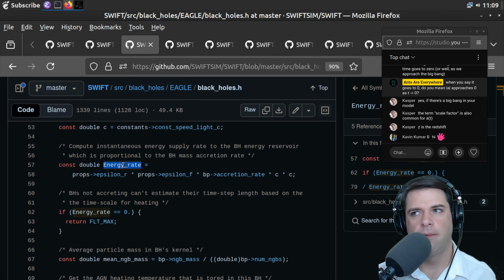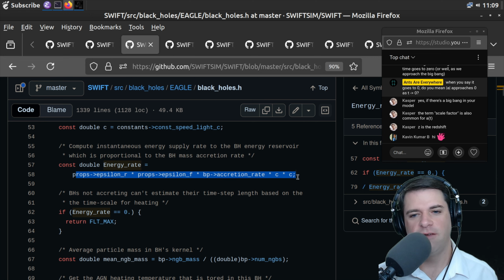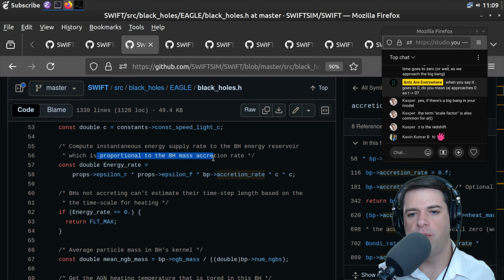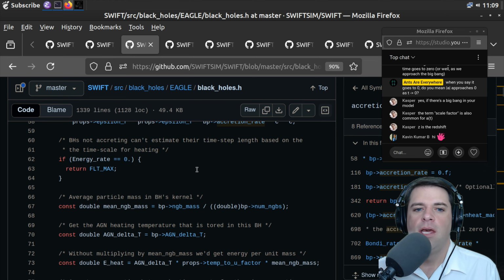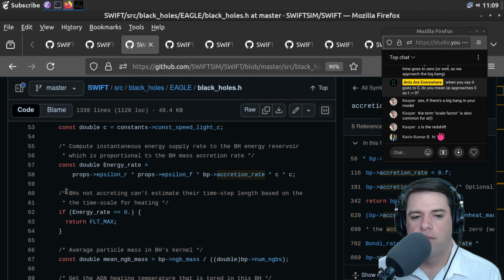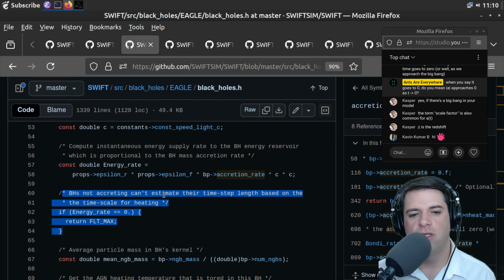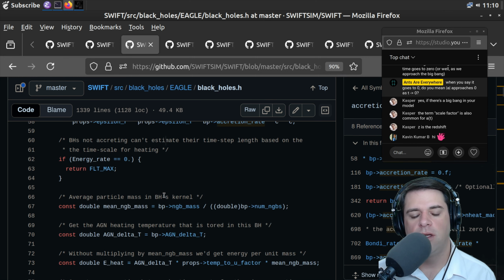That's energy rate. So energy should be equal to mc squared, if I know the nursery rhyme correctly. So I don't know if that means that this is the mass of the black hole in some sense, which is proportional to the black hole mass accretion rate. Something like that. Okay. If the energy rate is 0, we're going to return FLT max. If the black hole is not accreting, we can't estimate its time step length based on the time scale for heating. Okay, then we have average particle mass in BH's kernel, etc., etc.